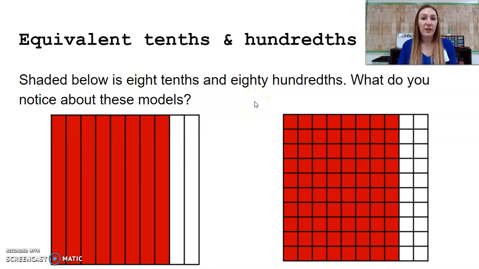So equivalent tenths and hundredths. Shaded below is 8 tenths and 80 hundredths. What do you notice about these models? Go ahead and pause the video and look at these pictures and see what you notice. You should have noticed that they're equal. The only difference is that this model is broken into tenths and this model is broken into hundredths, but the amount that's shaded is the same. So that means that 8 tenths is equal to 80 hundredths.